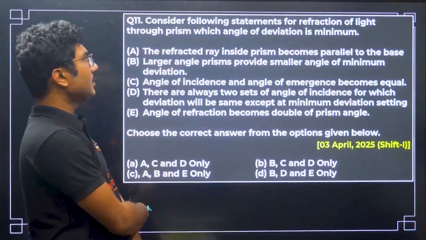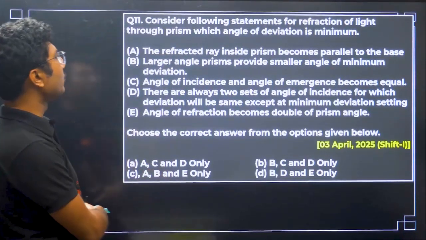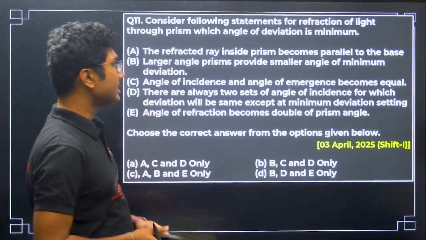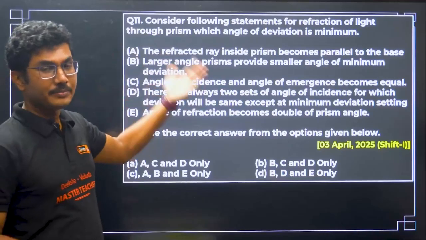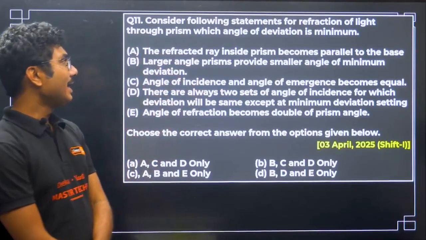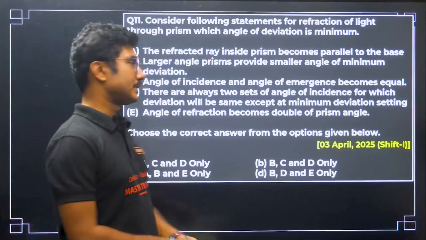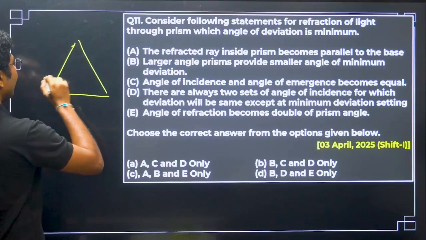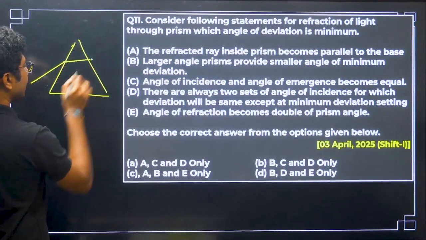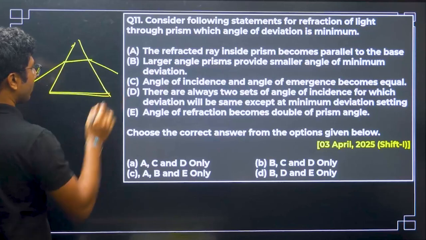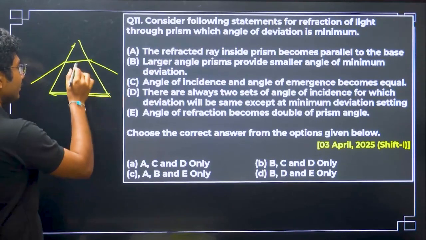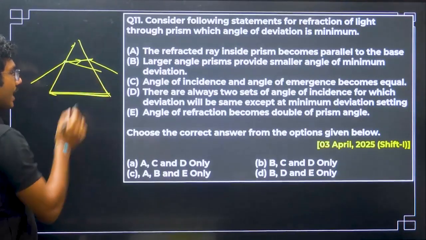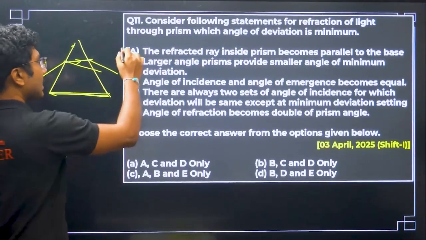Next, consider the following statements for refraction of light through a prism, for which the angle of deviation is minimum. There are a few statements, and in this case you have to assume the angle of deviation is minimum. The refracted ray inside the prism becomes parallel to the base. In case of minimum deviation, the refracted ray becomes parallel to the base. This is the basic fundamental that we have used if you follow the derivation: for minimum deviation this ray does not go randomly, it becomes parallel to the base.